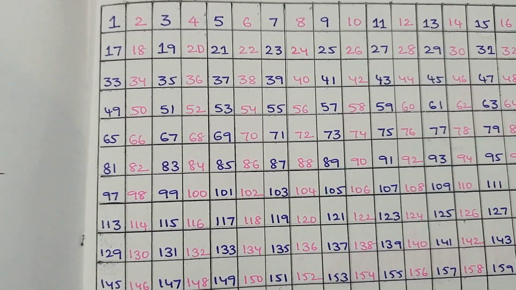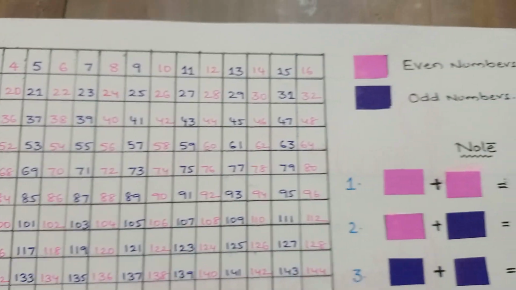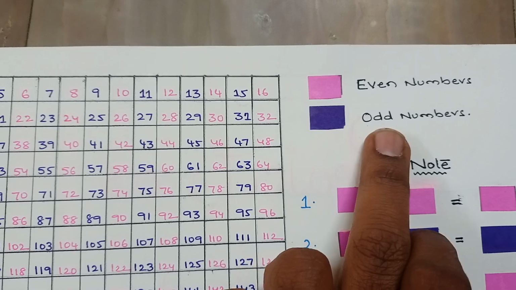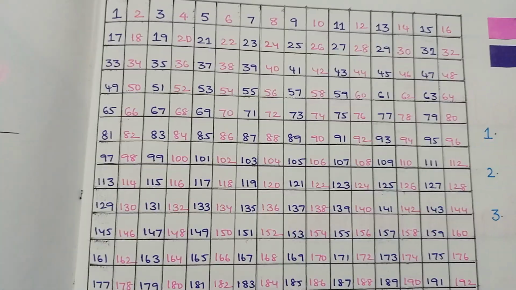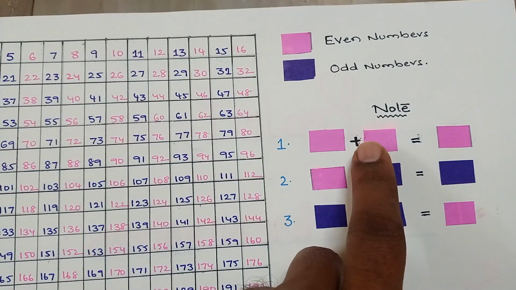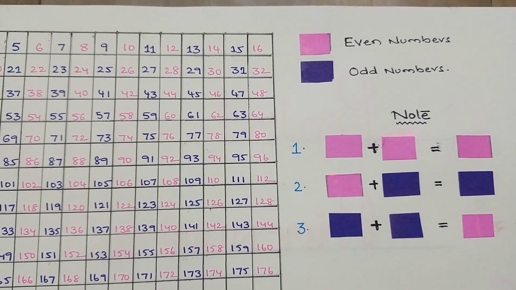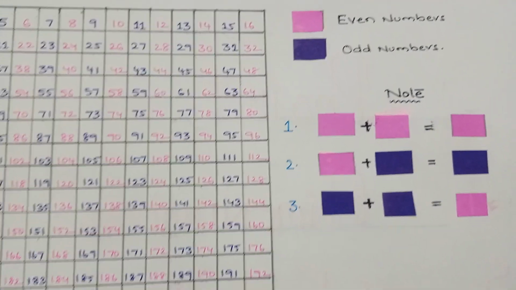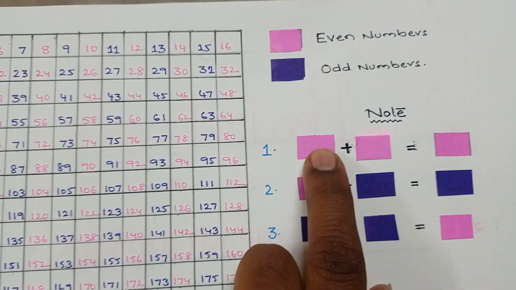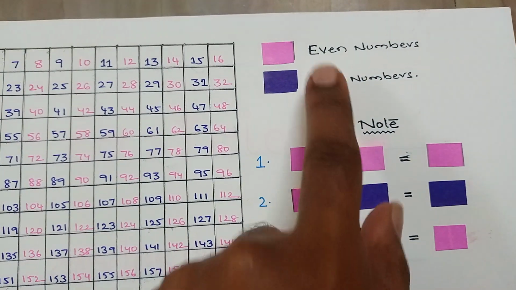Then after mentioning the numbers, how to identify them? See, I have mentioned here that pink indicates the even numbers and purple indicates the odd numbers. Yes or no? Now I have also mentioned the notes here, which are nothing but the properties of even and odd numbers under the plus operation. So pink indicates even numbers.